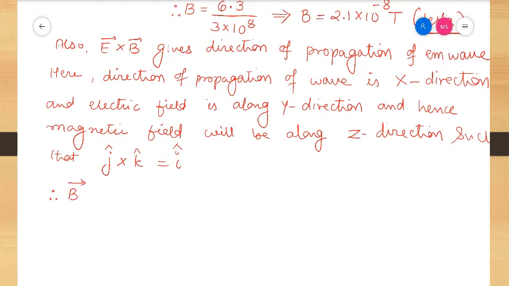So therefore B vector will be equal to 2.1 into 10 raised to minus 8 k cap Tesla. This will be our final answer. This is the required answer.